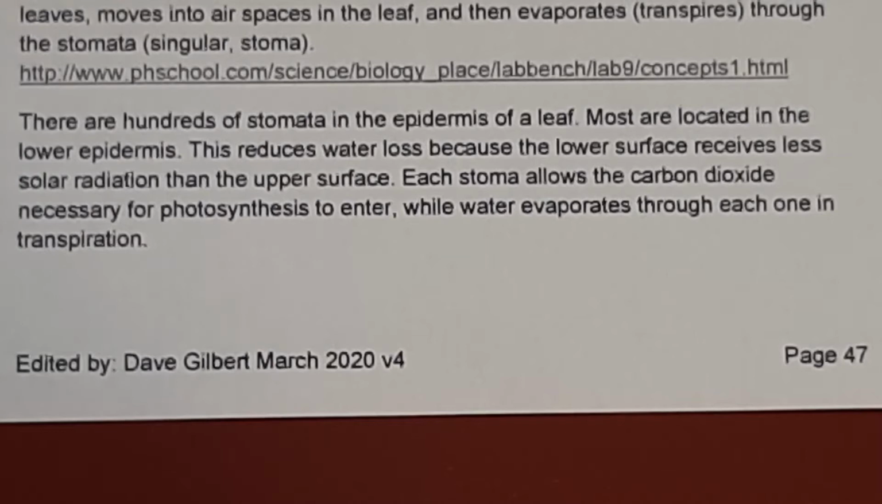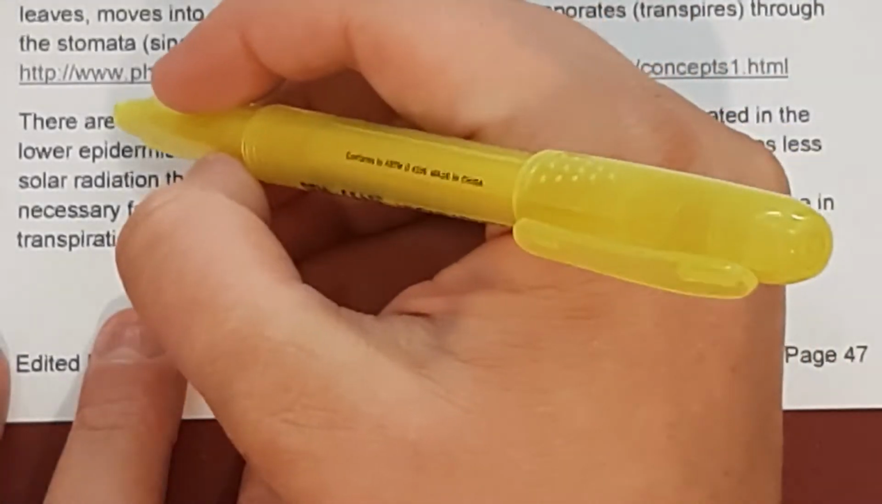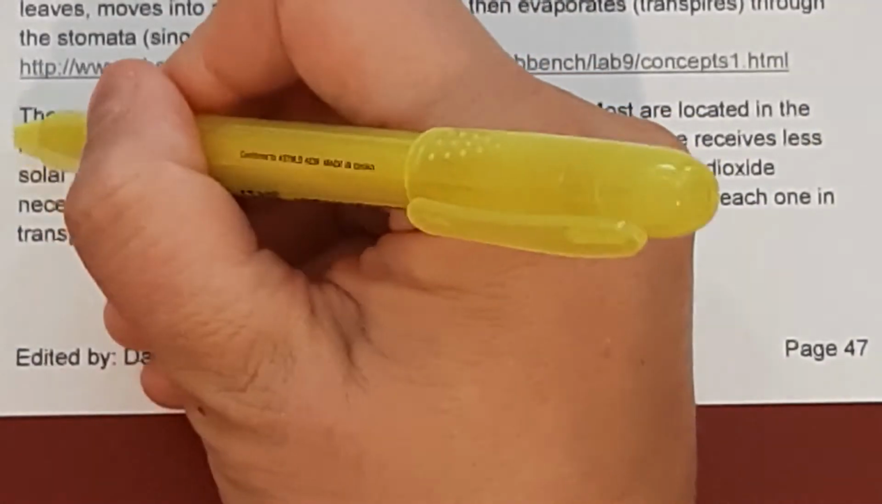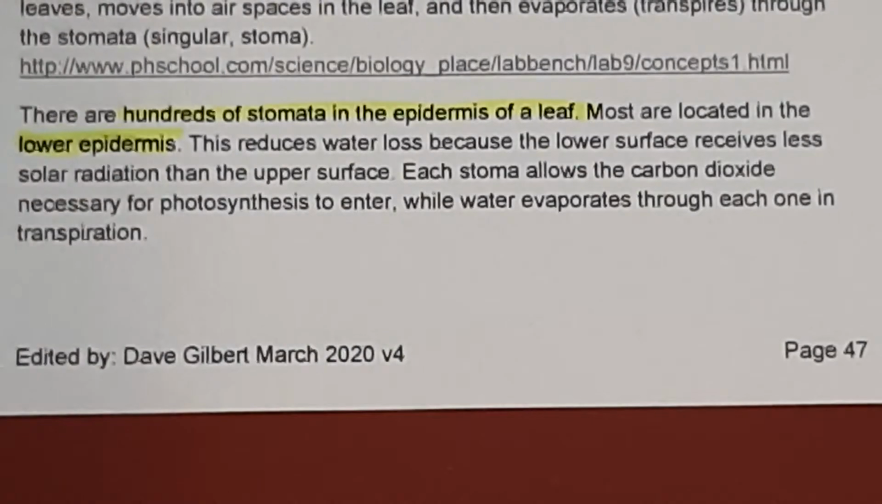Okay, so we're going to move on. There are hundreds of stomata, which is the plural of stoma, in the epidermis of a leaf. Okay, so there's a lot of them. Most are located in the lower epidermis, but there are a few in the upper epidermis.